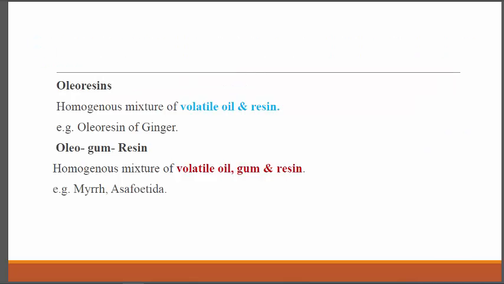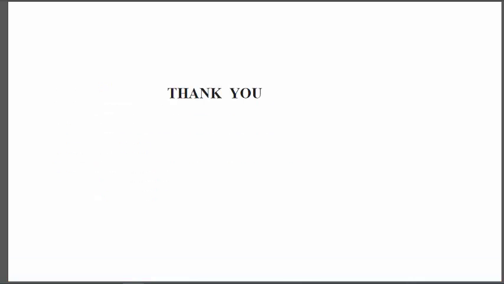Okay, so next coming to oleoresins. What are oleoresins? These are homogeneous mixtures of volatile oil and resins, like oleoresin of ginger, oleoresin of senna, oleoresin of digitalis, whatever. And next coming to oleogum resins, it's a homogeneous mixture of volatile oil, gum and resin, that is asafoetida, all these things.